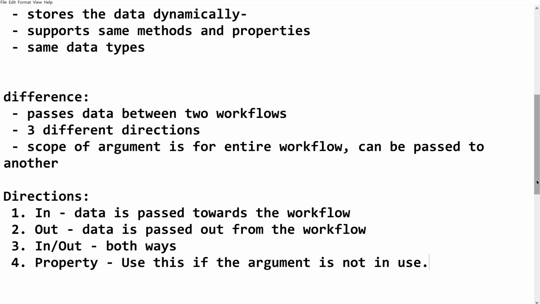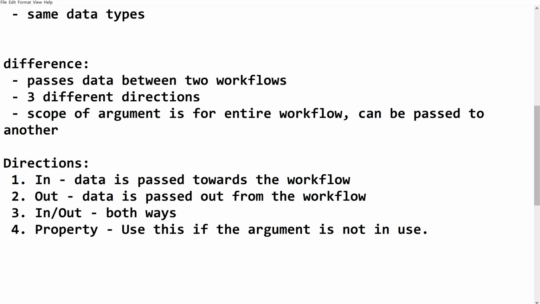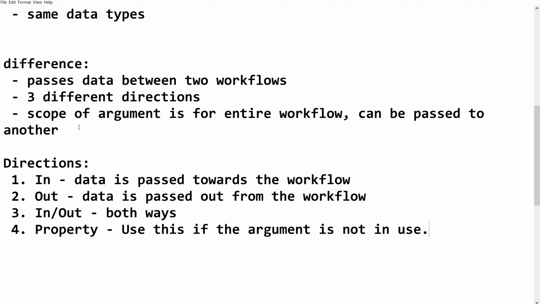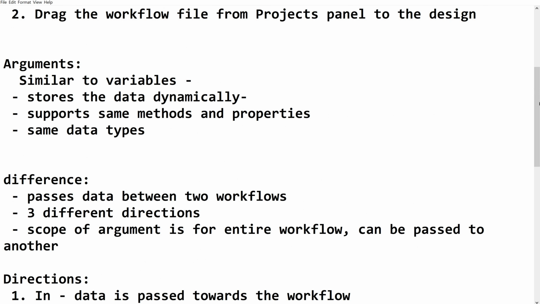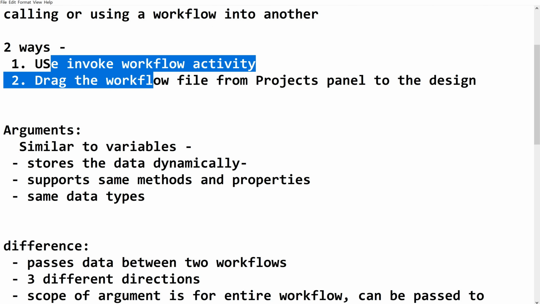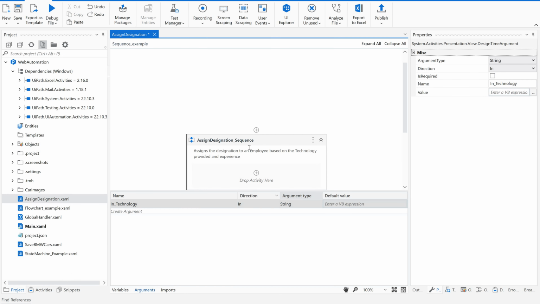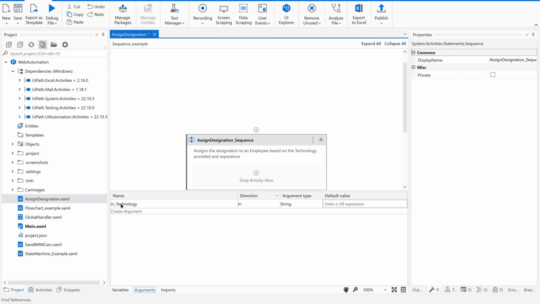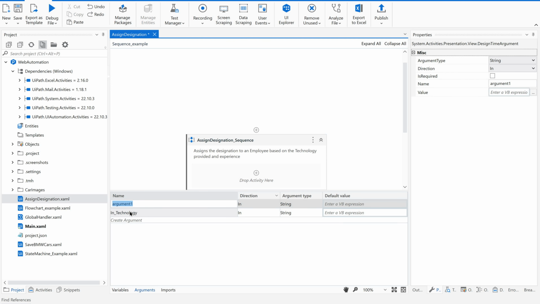Okay, now let us come back to our example. Now we are clear about the workflow, invoke workflow, and we are clear about the arguments. I'll come to how to create a workflow in two ways, I'll show that once we complete this part first. Okay, let us minimize this. So we have a sequence now. We have created one in direction and one more in direction.